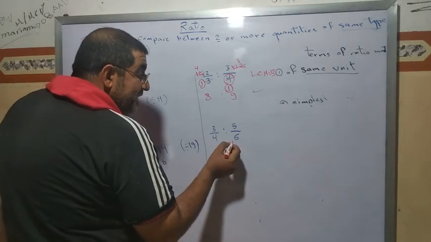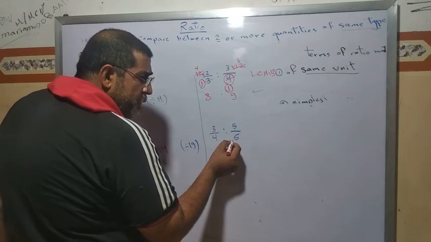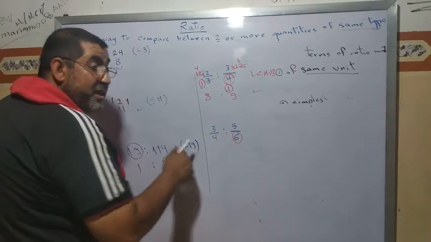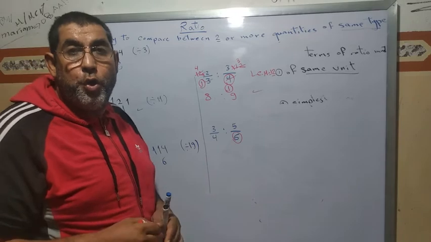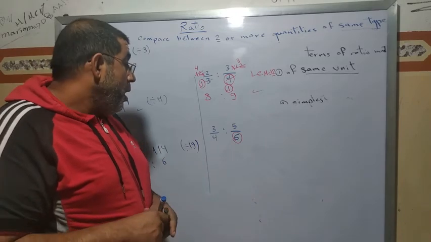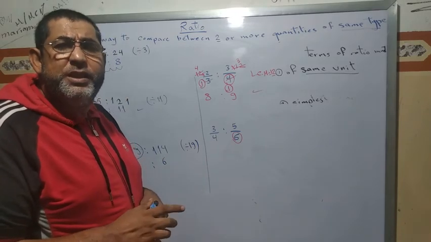Both of the numbers. What is the greatest denominator? 6. Is 6 divisible by 4? No. Are there any common factors between 6 and 4?